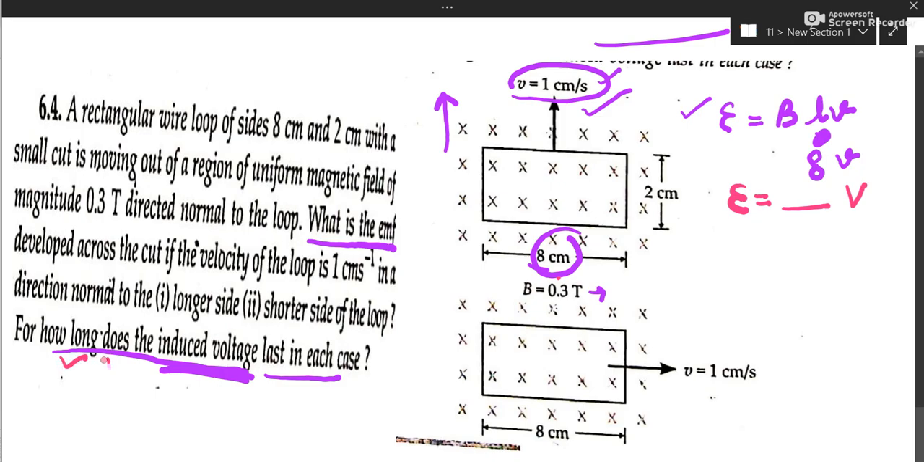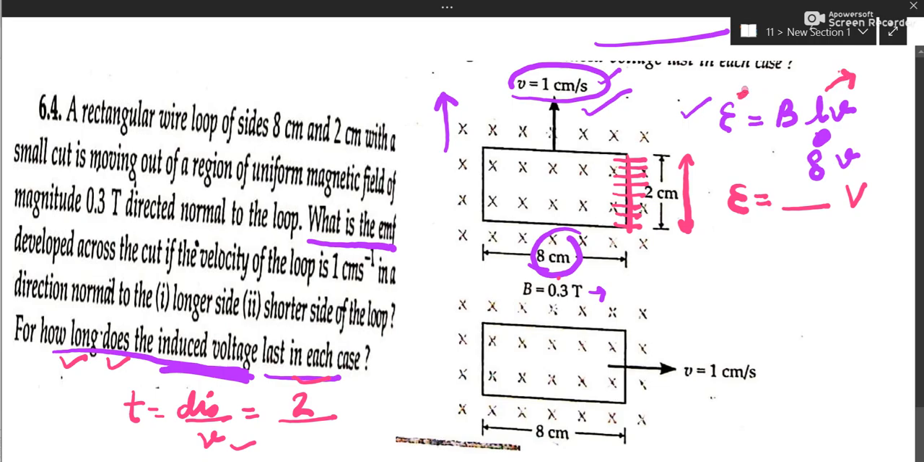Now coming to how long it lasts. That is, time is asked. Time is distance upon speed. Speed is given. What is the distance? Now you will have to write the side which is going out. This is going out. When it is completely gone, induced EMF will stop. So this side will be substituted as distance, and the side which is not changing will be substituted as L in motional EMF.